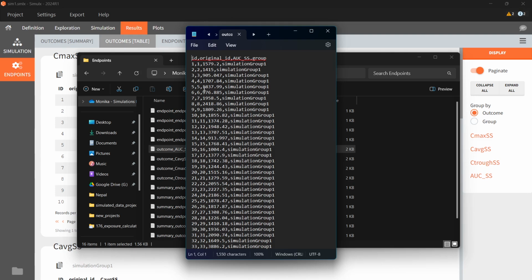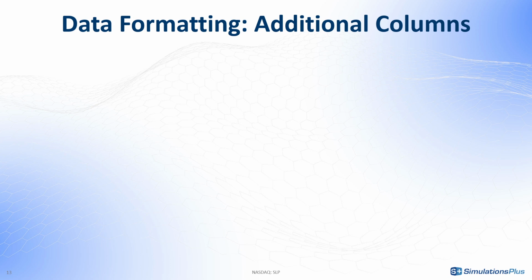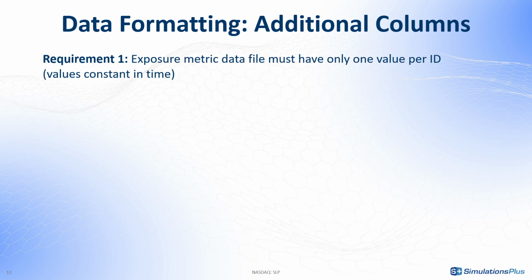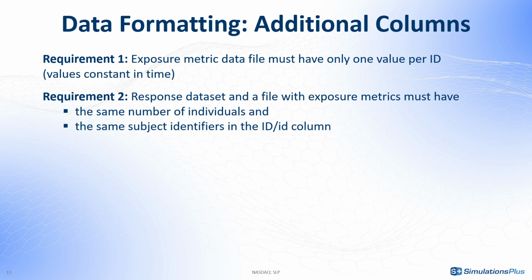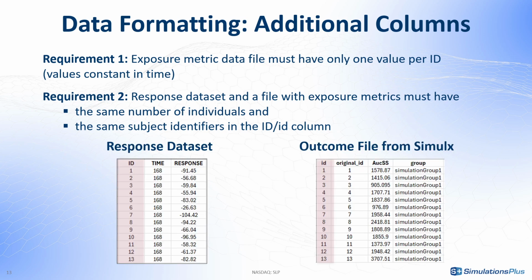Merging can be done directly in Monolix using the data formatting module. Data formatting in Monolix allows to add information from external files to a dataset for analysis without modifying the original dataset. There are two important rules when doing it. First, the file you want to add can have only one value per individual. For example, it can be constant in time exposure metrics at steady state. Second, the response dataset and files with exposure metrics must have the same number of individuals and the same subject identifiers in the column ID, like in this example here.